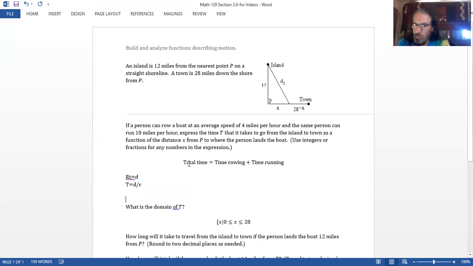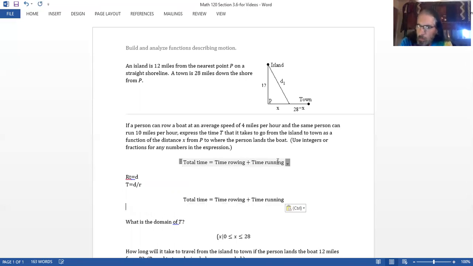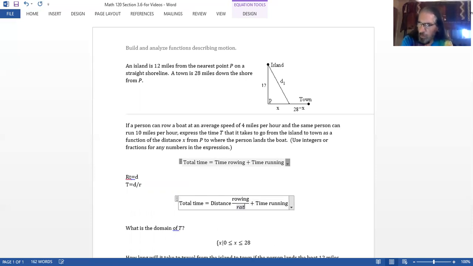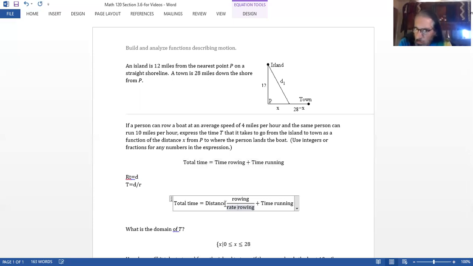And so we're going to have the distance rowing over the rate of rowing plus the time running, which would equal the distance run over the rate of running.